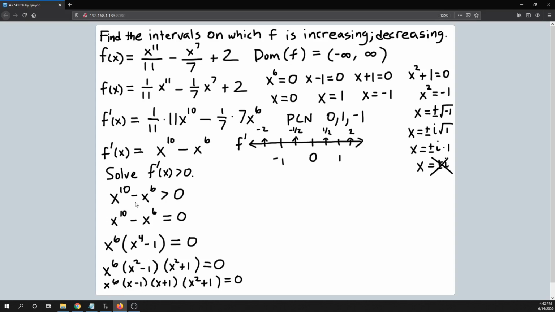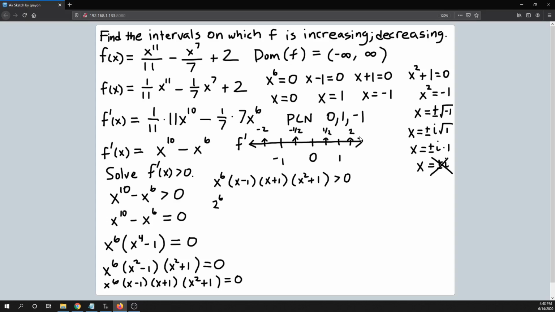Now, when you do that, you have to be really careful that whatever you're using is exactly the same as this expression. So you do have to be a little bit careful doing that. All right, so I'm going to look at x to the 6th times x minus 1 times x plus 1 times x squared plus 1 greater than 0. That's where I'm going to be plugging my test numbers into. All right, so first I'm going to start with 2.